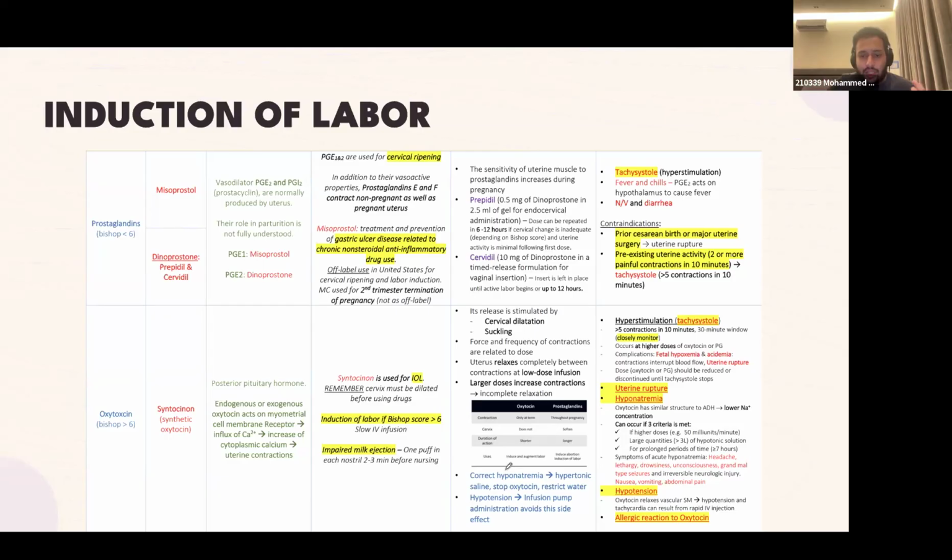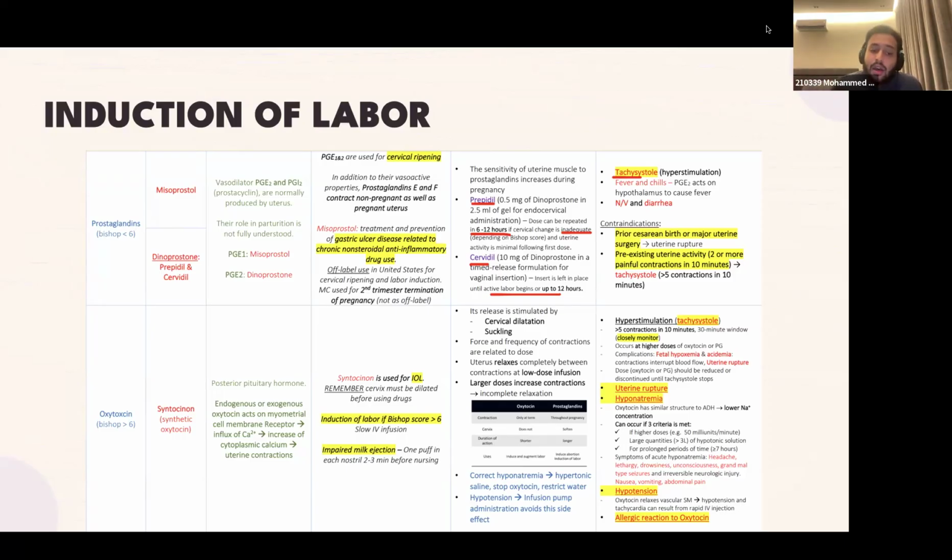Now, important thing I think is this. For Prepidil, the dose can be repeated in 6 to 12 hours if the cervical change is not adequate. Cervidil is up to 12 hours. Okay. Those are the important numbers you need to memorize for your exam. Dr. Dana emphasized on that, I think. Anyways, in terms of the side effects, tachysystole, and hyperstimulation, where the uterine contractions will be very, very high, which will lead to a high heart rate of the fetus.